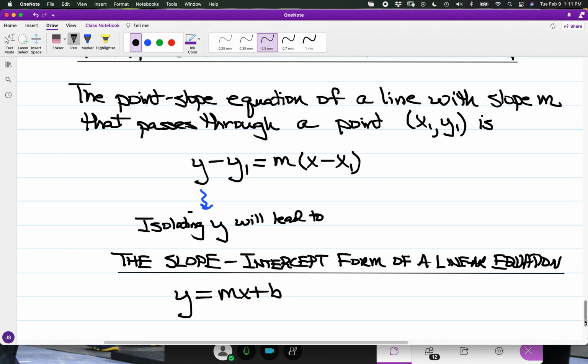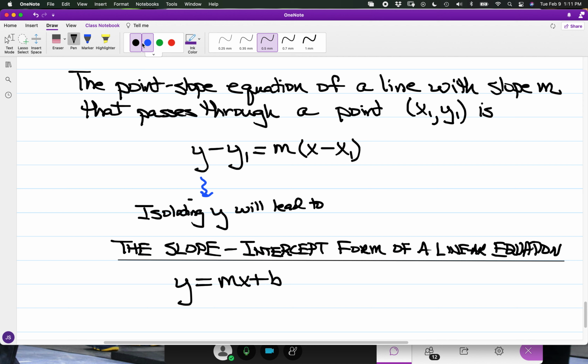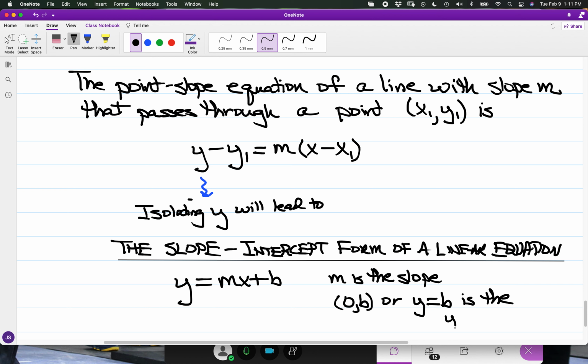Okay. And for what these characters will represent, m is the slope, and that constant b, so we have (0, b), or y equals b, is going to be the y-intercept. I believe that the textbook stresses more the ordered pair (0, b) for the y-intercept, whereas I think Alex stresses more the y equals b aspect.